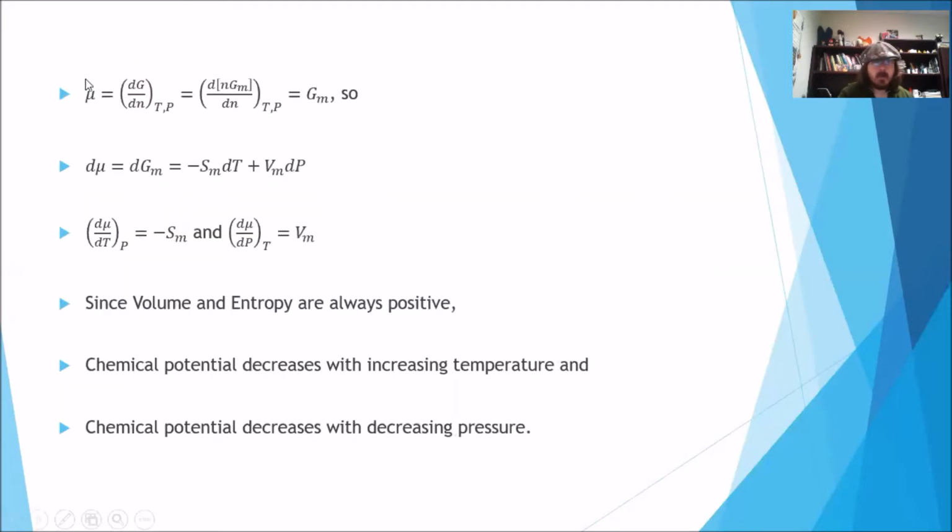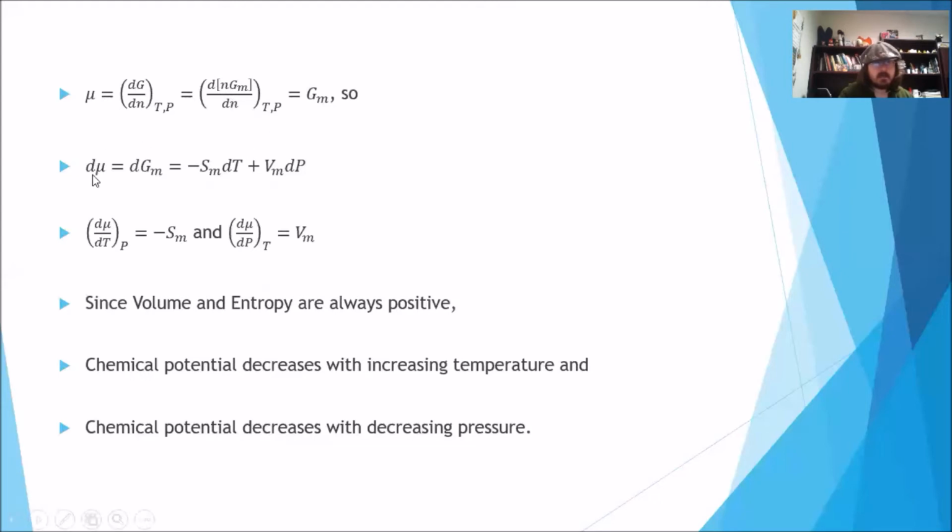So let's remember, we said that chemical potential was equal to how Gibbs changes with respect to the amount of moles at a constant temperature and pressure. And factoring in that Gibbs is equal to moles times the molar Gibbs, if we take the integral of that with respect to moles, we get that chemical potential is simply the molar Gibbs. We talked about that all in chapter 6.